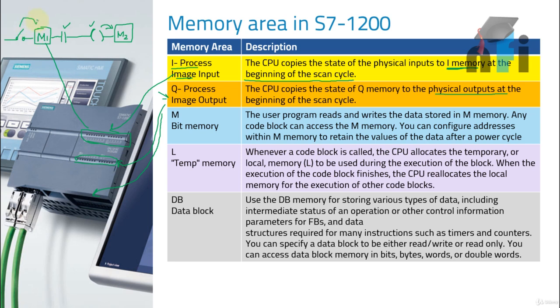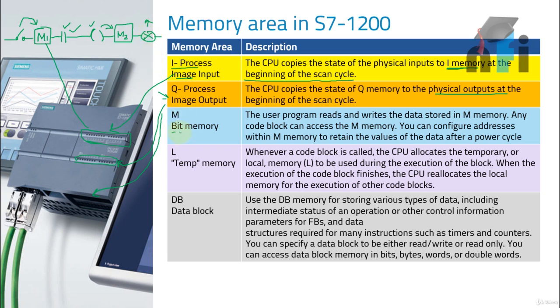So switches give the information to this memory. Logic is solved. The output is stored in the output memory, and this gives the output to my output terminals, which will turn on the indicator in that case. So that's how the information flows. Physical input stores the value in process image input. Logic is solved. The output status of this ladder logic is stored in the memory, and this memory gives the status to the output terminals, which will actuate your outputs.